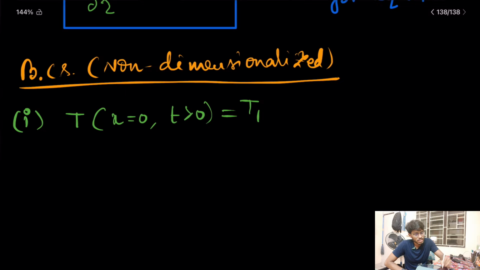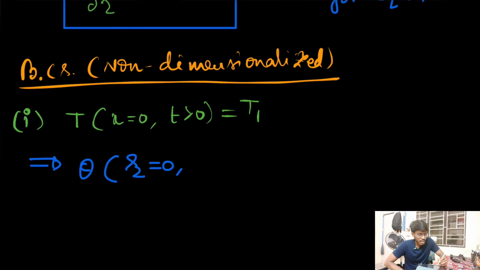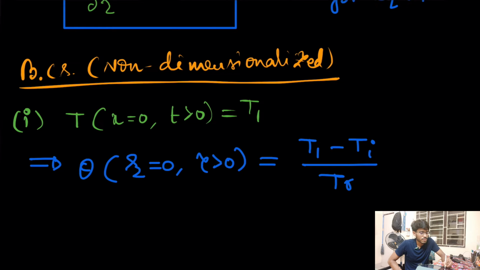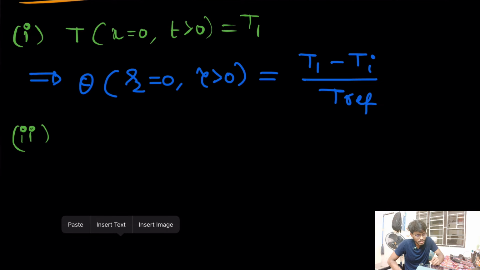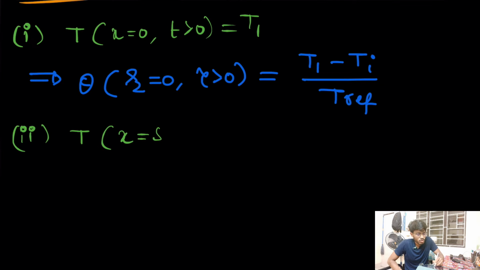So that means my theta at xi equal to 0, and tau greater than 0, is equal to (T1 minus Ti) by T ref. This is a particular constant. Just search in the net what we call this, xi or zeta; I think both. And the second boundary condition: T at x equal to delta for any time greater than 0 is equal to Ti.